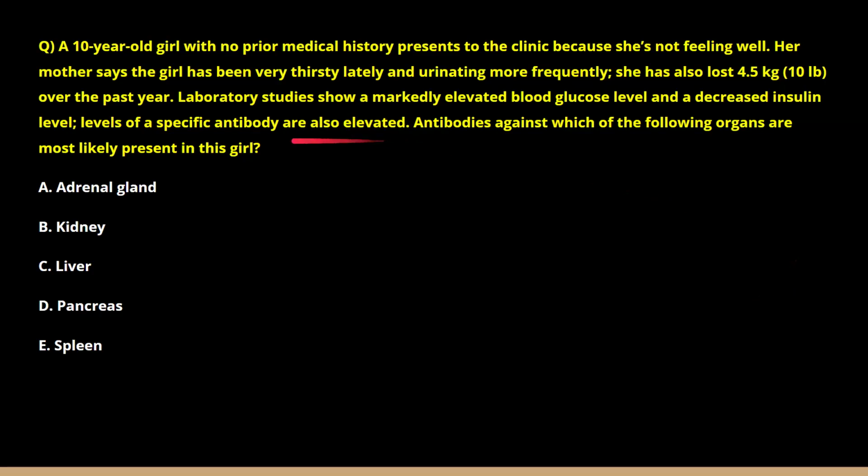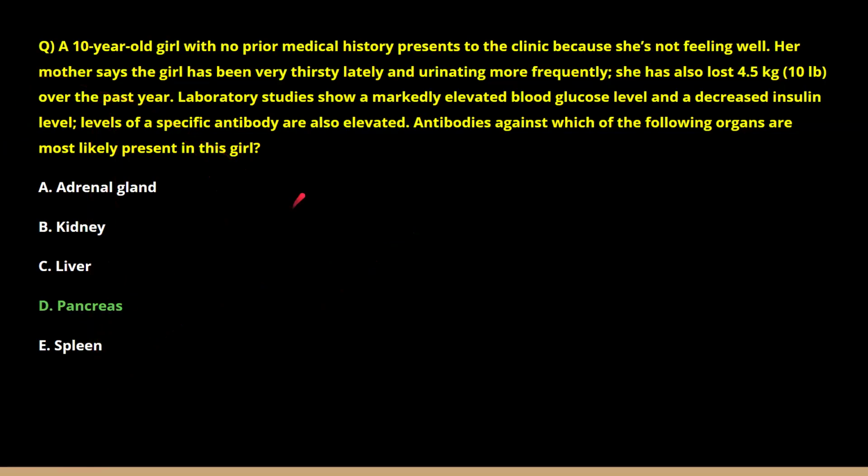Okay, so the answer to this question, let's read it very quickly. A 10-year-old girl with no prior medical history presents to the clinic because she's not feeling well. The mother says that the girl has been very thirsty lately and urinating more frequently. She has lost 4.5 kgs over the past year. Laboratory studies show markedly elevated blood glucose level and a decreased insulin level. Levels of a specific antibody are also elevated, and antibodies against which of the following organs are most likely present in this girl?